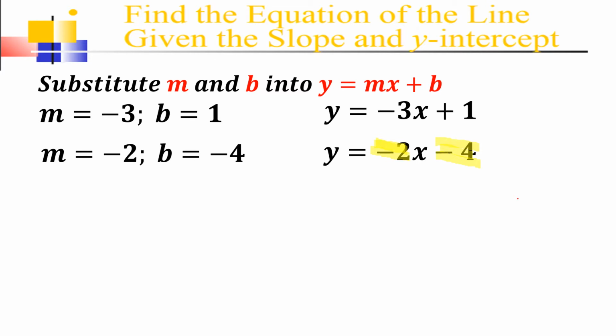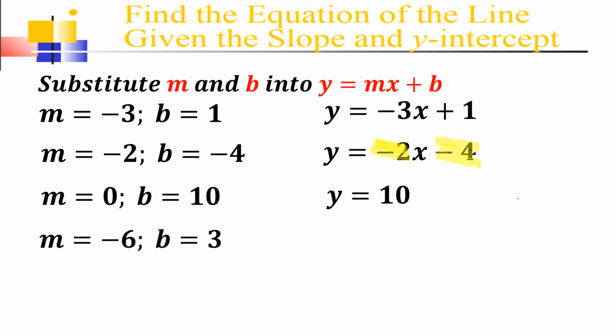Another one. We have m is equal to 0 and b is equal to 10. So the equation of the line is y is equal to 10 because we don't have slope. Your slope is 0, therefore, no need to write the x because it is 0.